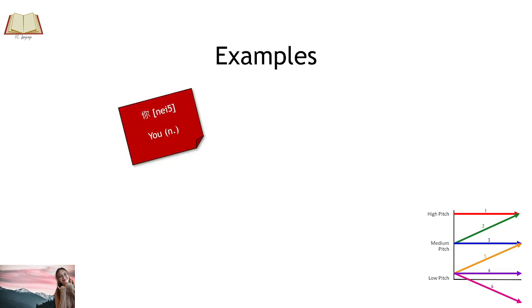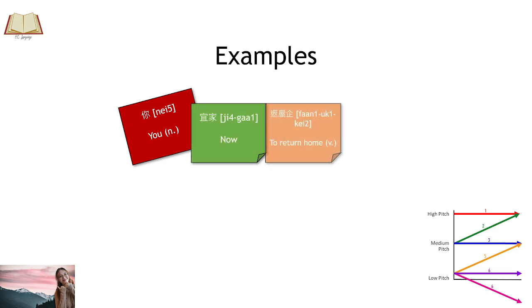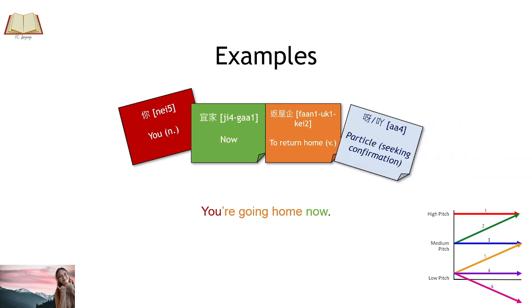In this example, 你而家返屋企 means you're going home now. Adding 你而家返屋企呀 seeks confirmation, implying the speaker is checking if the other person is indeed going home, possibly with a hint of surprise and maybe disapproval. As in, you're going home, huh? But I don't want you to. Something along these lines.